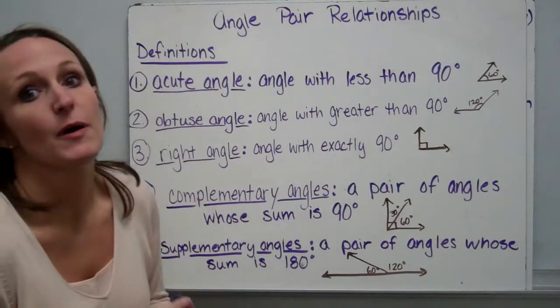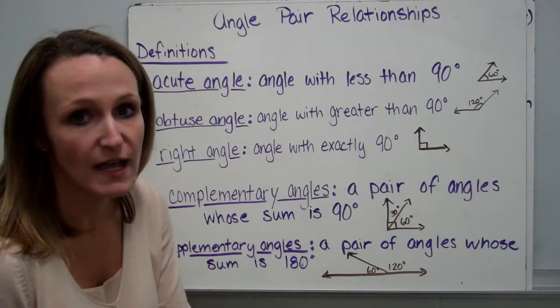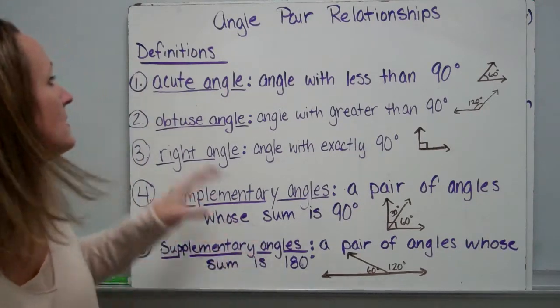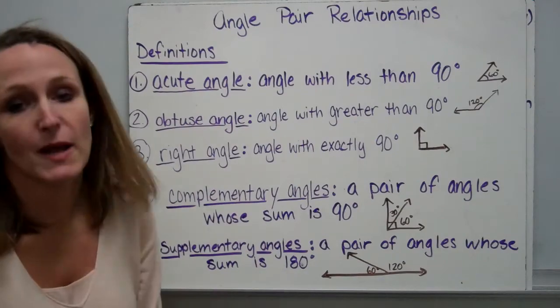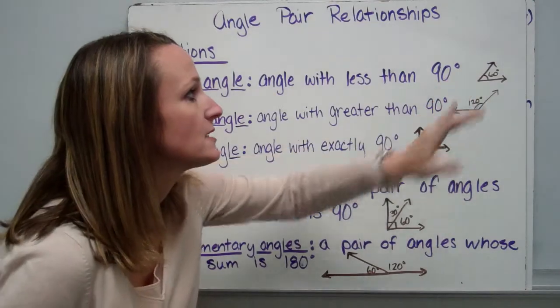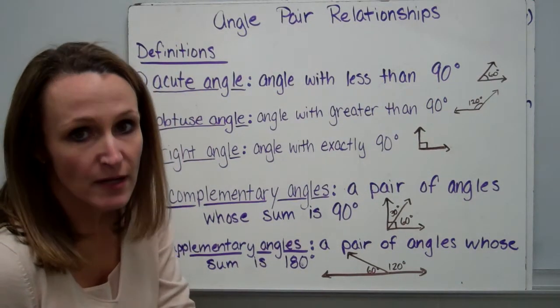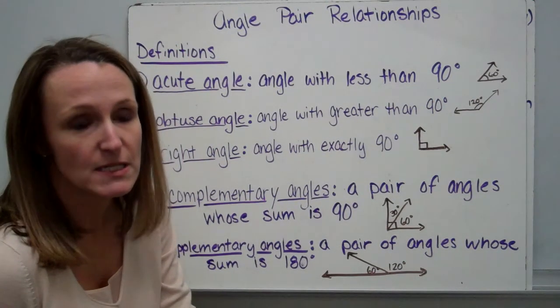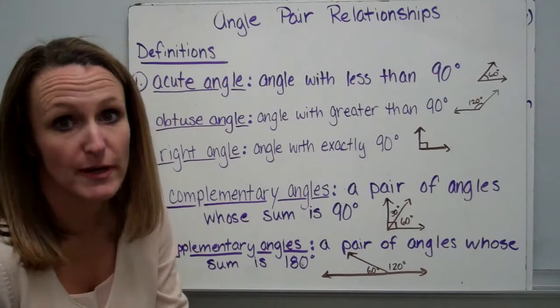In this video we're going to talk about angle pair relationships, and there's a lot of definitions, so I hope your hand is ready. So the first thing we want to talk about is acute angles. And this is an angle with less than 90 degrees in it. And I drew an example over here. So it's not a right angle, it's going to be less than 90 degrees. Anything less than 90 degrees, but greater than 0.